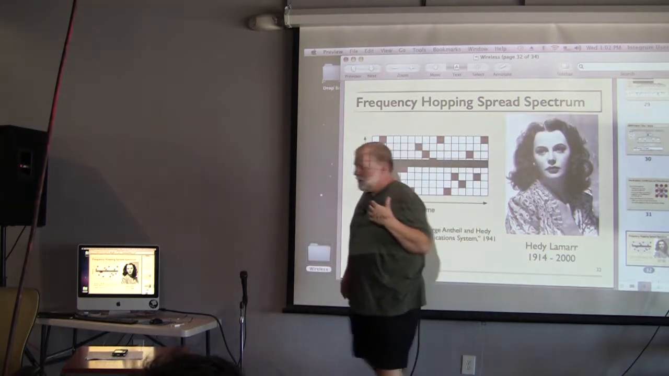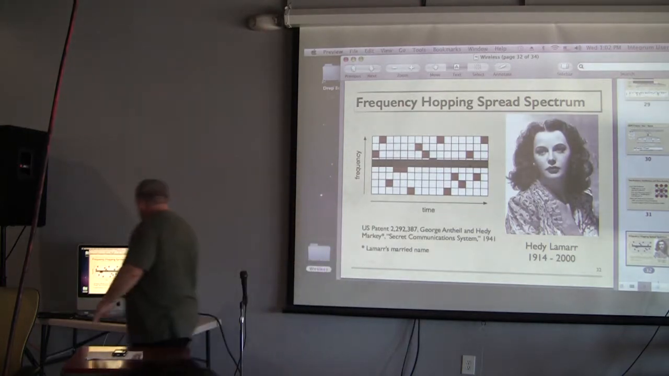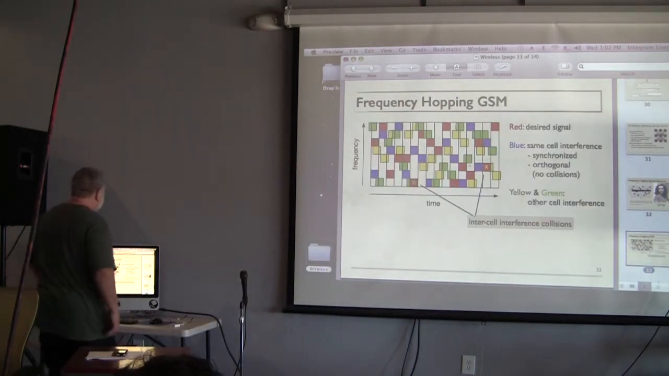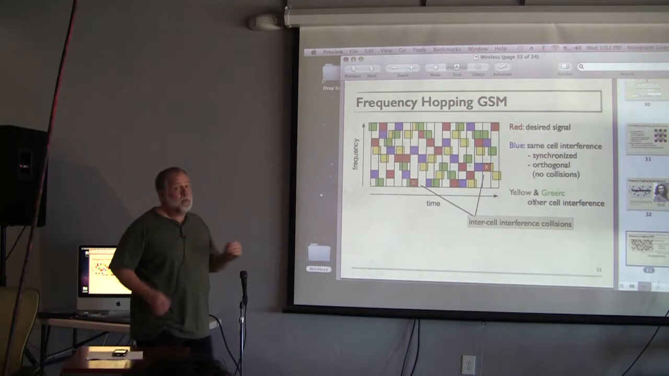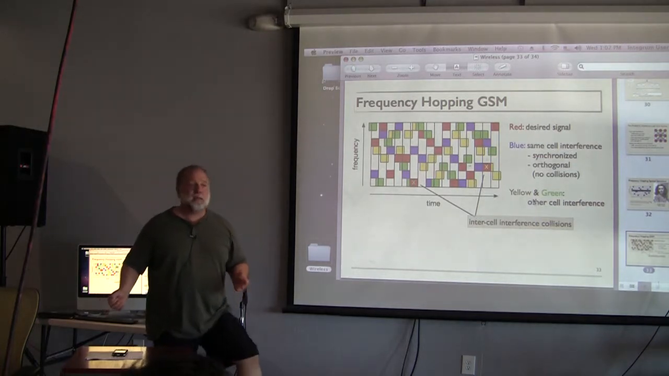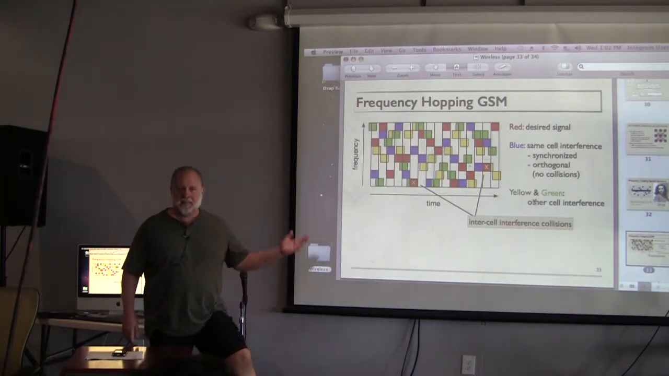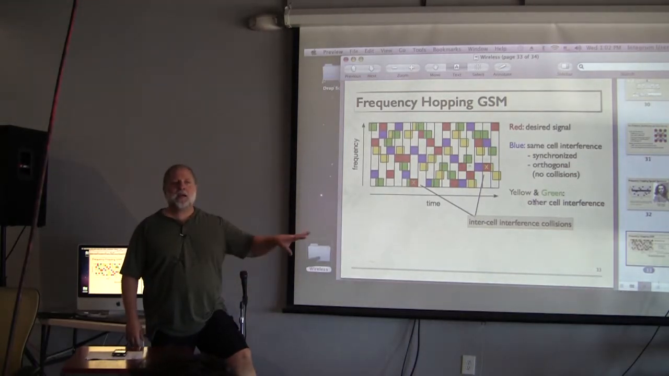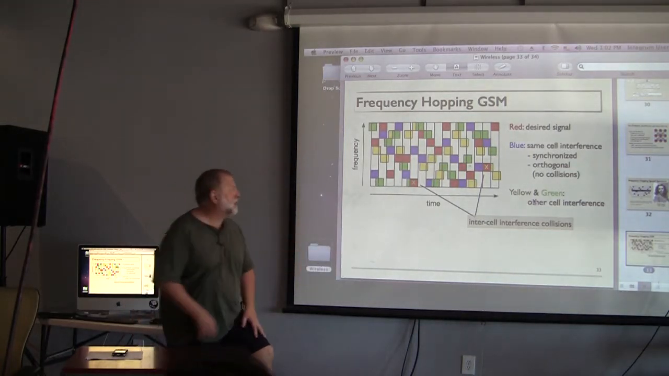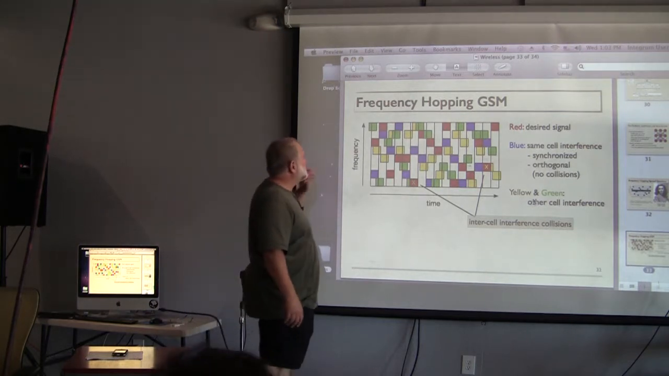And frequency hopping was used in GSM. And another form of spread spectrum is called CDMA. And you've all heard of CDMA phones, right? Similar concepts, but it's a different type of spreading. We'll get to that next time if there is a next time.